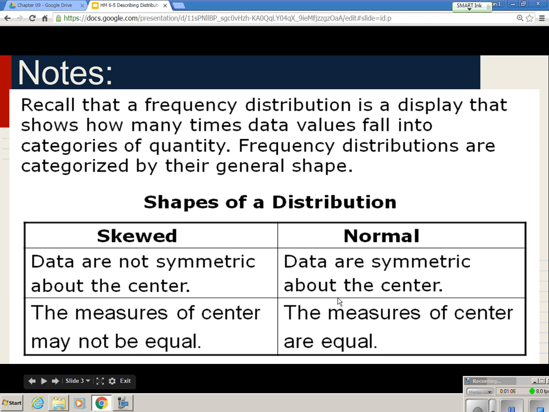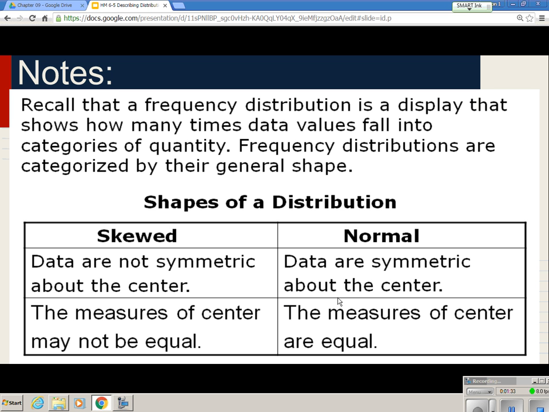All right. Now, recall some of the stuff we talked about before already in this unit. We talked about frequency distribution and how it's a display that shows how many times data falls into a specific category. Well, frequency distributions are usually categorized in a general shape. They're either skewed or normal. And this table I want you to put down in your notes.